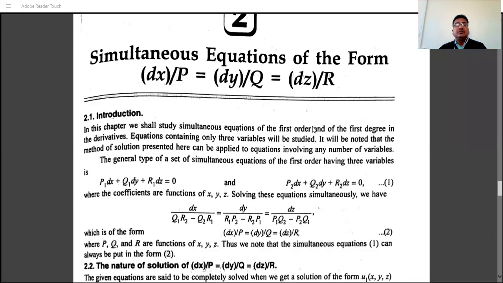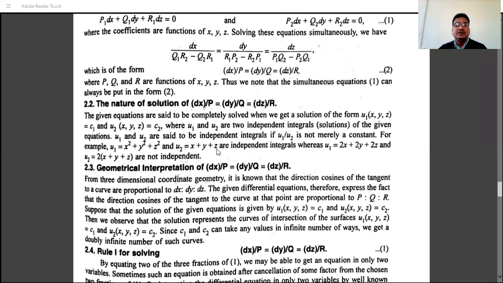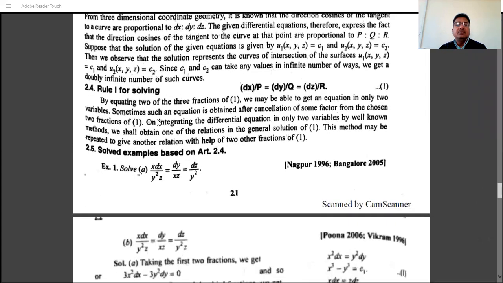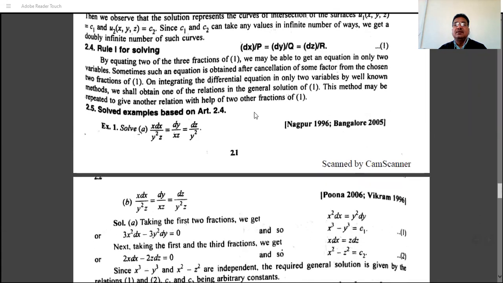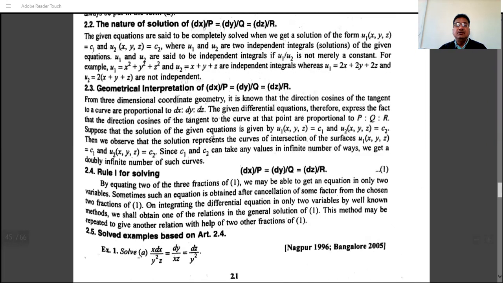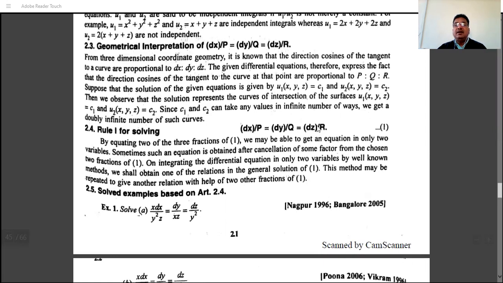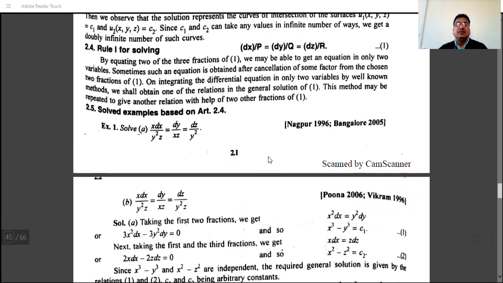Some more examples of the type dx by P, dy by Q, dz by R. This is the differential equation in three variables x, y, z. There are two basic methods or rules for solving this equation. That is, find multipliers l, m, n such that lP plus mQ plus nR is equal to 0, or consider any two ratios in which one variable gets cancelled or is offset.